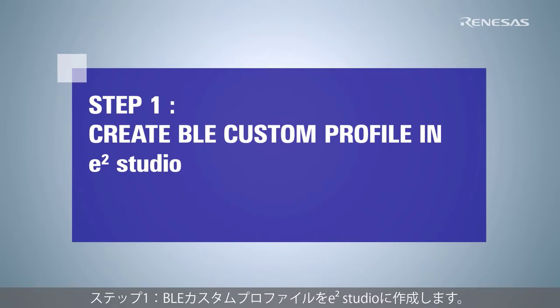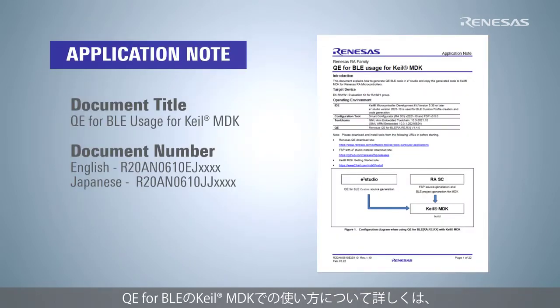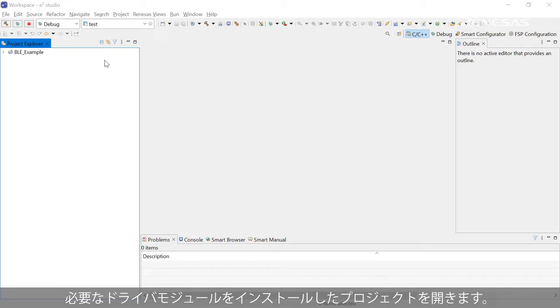Step 1. Create BLE custom profile in eSquare Studio. For details on using the QE for BLE in Keil MDK, please refer to this application note. Open a project with the required driver modules installed.